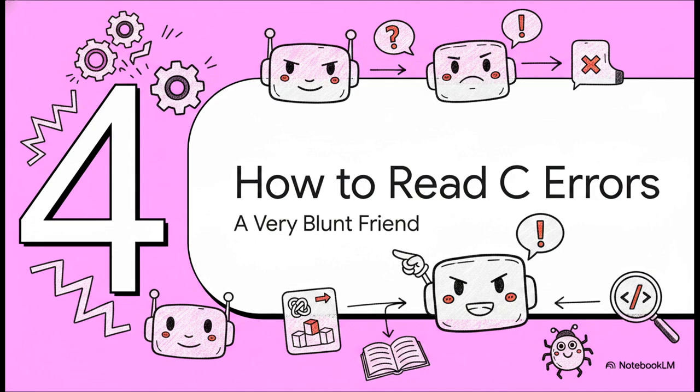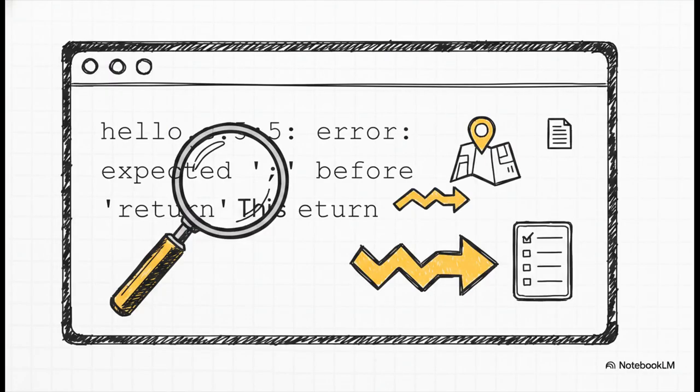Now it's time for the most practical skill you are going to need this week, learning how to decode what the compiler is trying to tell you when things go wrong. I want you to think of the compiler not as an enemy, but as a very, very blunt friend. So this is it. This is what a real error from the GCC compiler looks like.